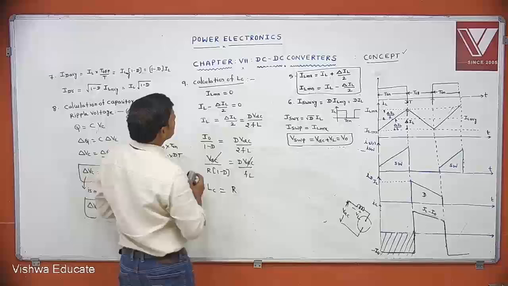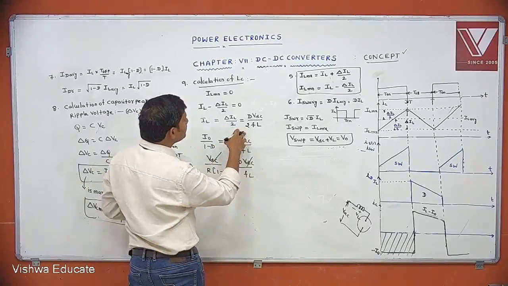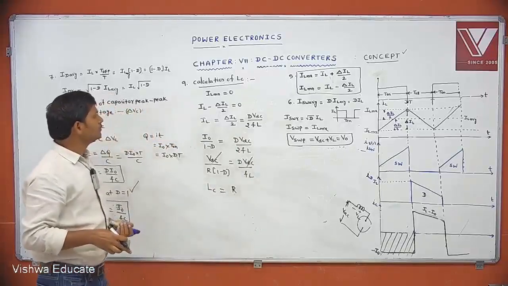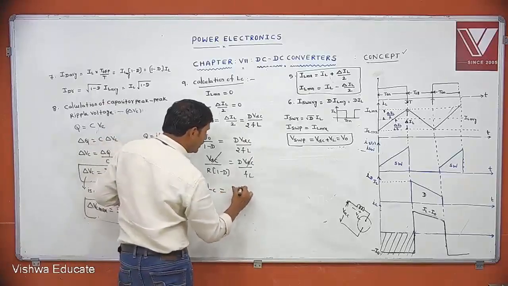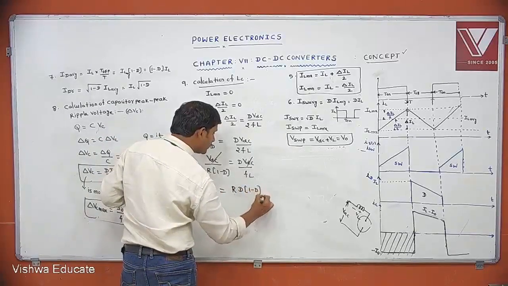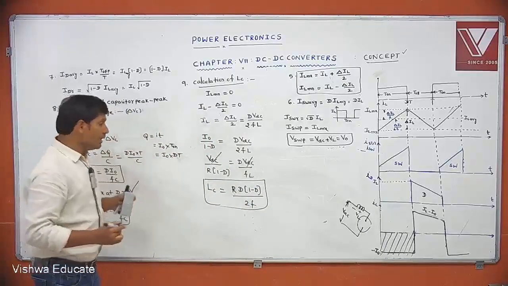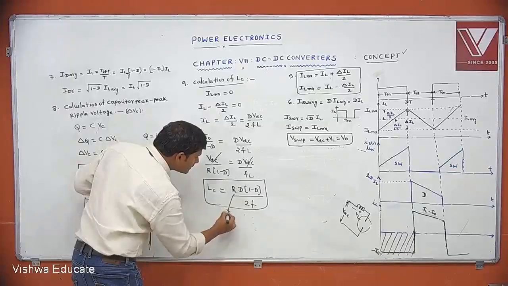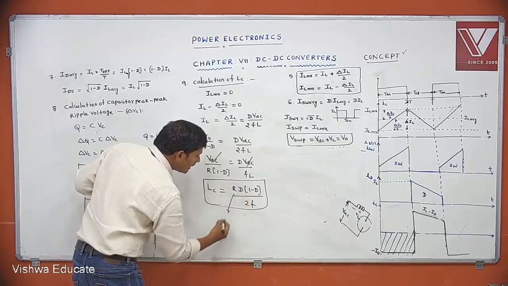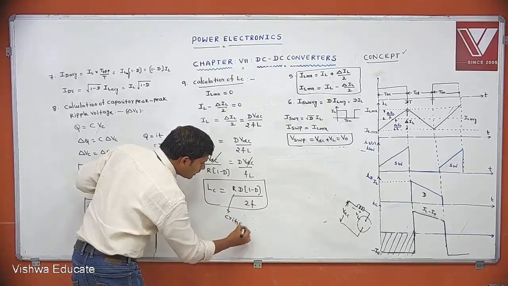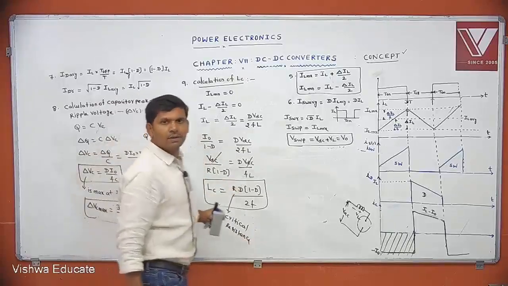Yes, this is calculated on dVdC. That is R into D into 1 minus D by 2FL. This is the critical inductance. Corresponding to the critical inductance, this resistance is the critical resistance. Clear? Simplify this and quickly note it down.